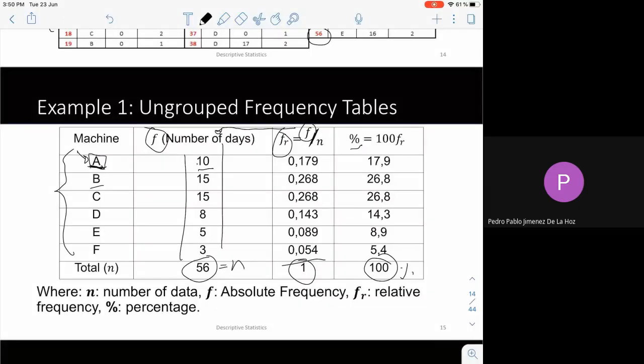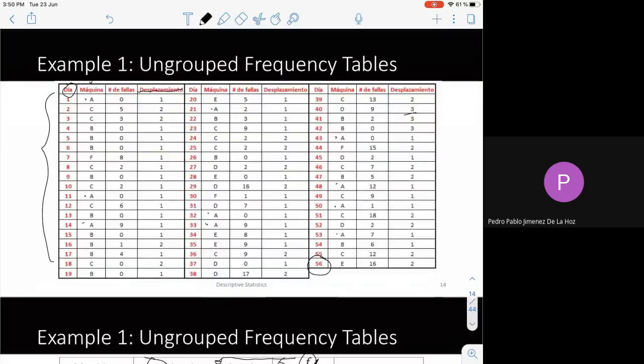So this is an ungrouped frequency table. It is a way to represent a variable in a more organized way. Please look that initially we had this table. The original table had 56 rows. It is difficult to analyze that initial table.